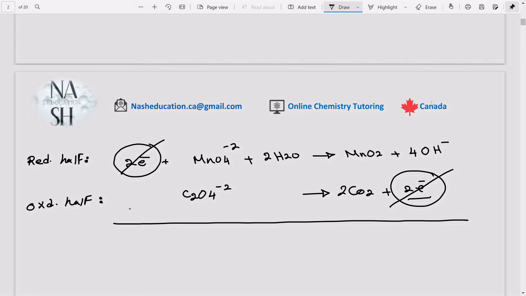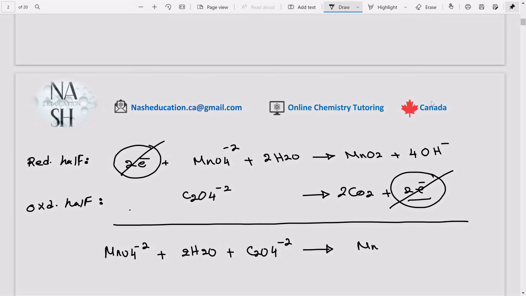Now I will add the remaining of each equation in my reactant side and in my product side. So in my reactant side, I will see MnO4 minus 2 plus 2H2O plus C2O4 minus 2. In my product side, I have MnO2 plus 4OH minus plus 2 of CO2.